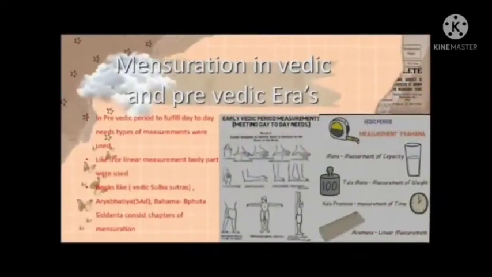Mensuration in pre-Vedic and Vedic era. In the pre-Vedic period, to fulfill day-to-day needs, types of measurements were used. Like for linear measurements, body parts were used as shown in the picture. Then in the Vedic period and after, measurements were called pramana. And 4 other different types of measurements were used. Books like Vedic Shulba Sutras, Aryabhatiya and Brahmasphuta Siddhanta consist of chapters on mensuration.